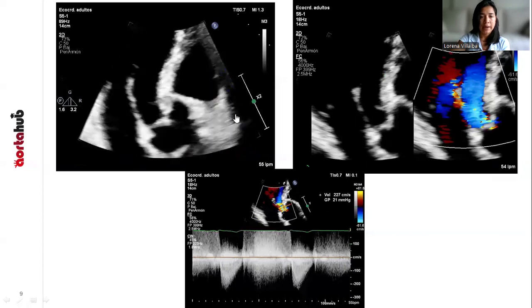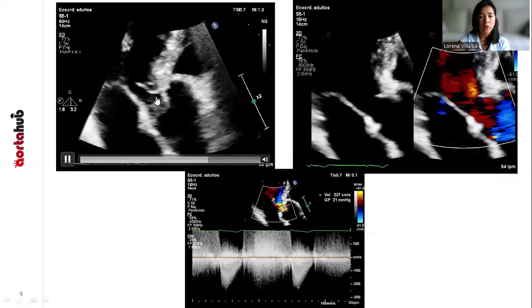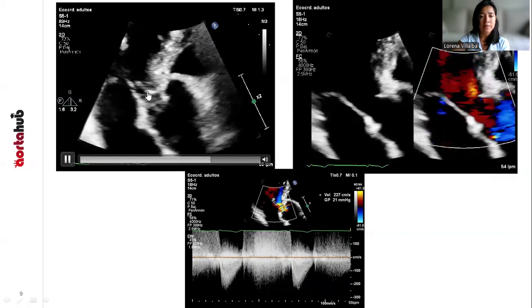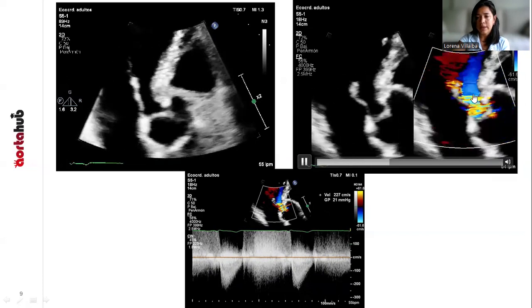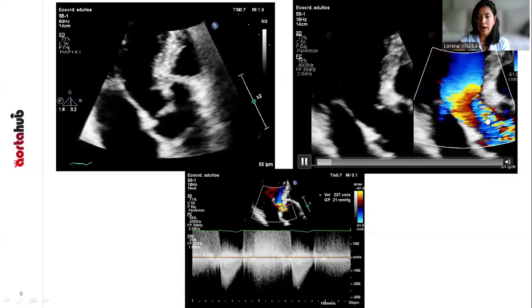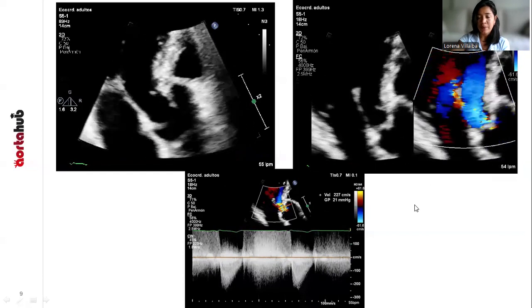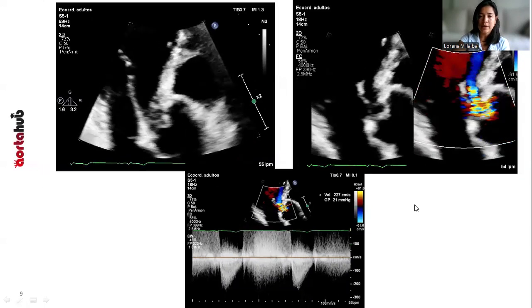In this 3-chamber apical view, we can observe at the aortic valve level, beneath the valvular plane, the same protruding linear image that creates this slight acceleration at that level, and we can also observe the jet of aortic regurgitation. There were no signs of significant stenosis at that level.